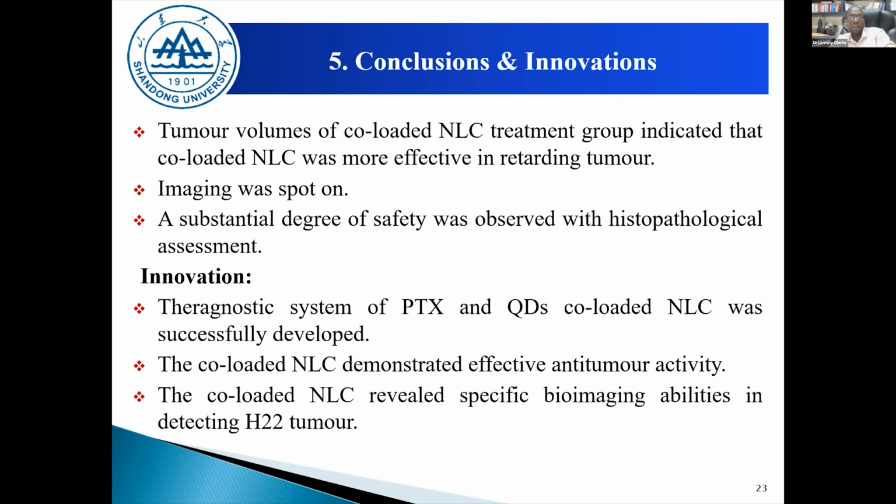So what innovations have been made? One is that we've been able to develop a diagnostic system that combines PTX and quantum dots. Secondly, this was effective in anti-tumor activity. It demonstrated a reduction in tumor growth. And thirdly, it was specific, so you were able to see the formulation going straight to where the tumor is.